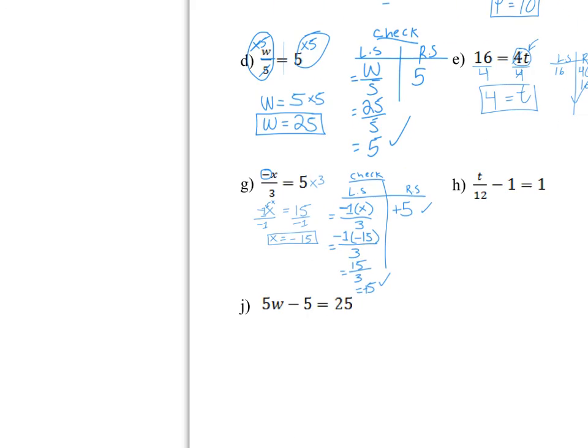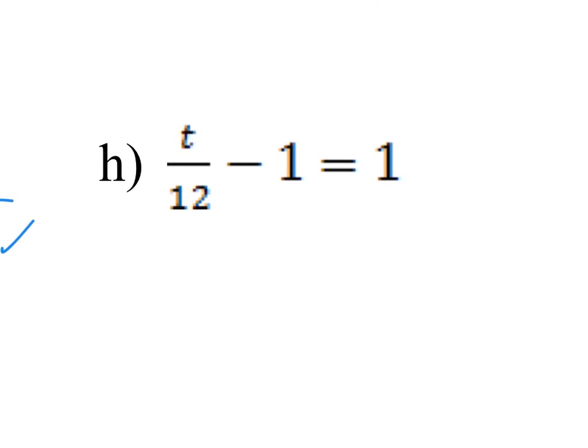So our next one that we're going to get to, which is again a two-step, we can look at as our left and our right side. We've got a t that's being divided by 12 minus 1 equals 1. Well, the first thing that I should do is get rid of any addition and subtraction because we're doing BEDMAS in reverse. So before we would do brackets, exponents, and then division and multiplication ahead of addition and subtraction. This time, because it's opposite operations, we're going to do addition and subtraction first before we multiply and divide.